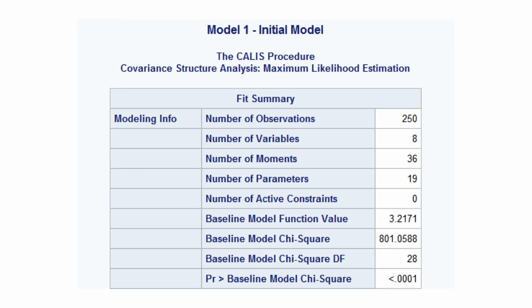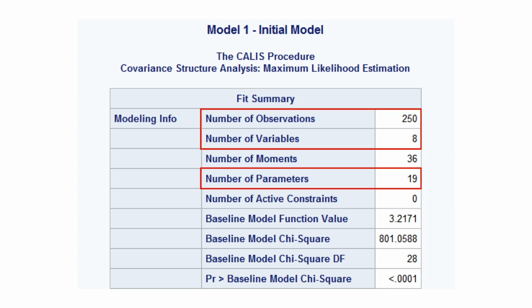Next, we look at the fit summary table. Now, this is a fairly long table in the output. This shows the very first part, the modeling information. And so we see here that we have 250 observations upon which this model is being fit. In addition, we have 8 variables, 8 manifest variables in particular, and we have 19 parameters to be estimated. That agrees with the counts that we came up with previously.